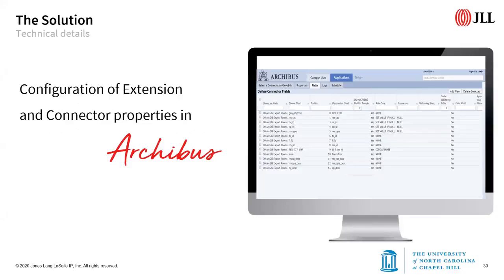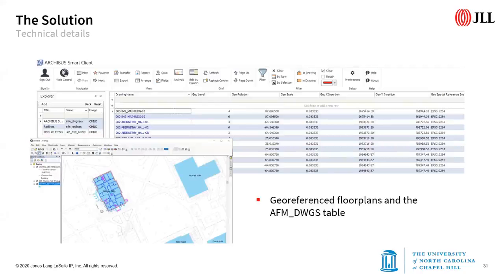And this is a screenshot of the connector properties in Web Central. And I hope you can make it out, though it's quite small. But the point, it's very straightforward. You simply have your source field from Archibus and your destination field in GIS. This is how you configure what goes where.